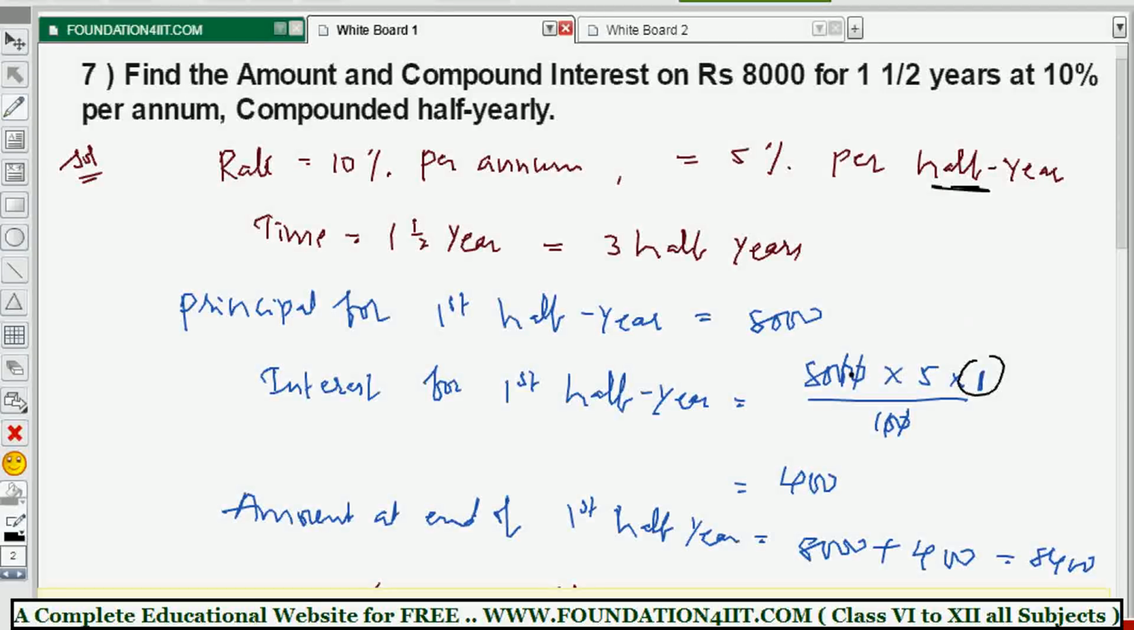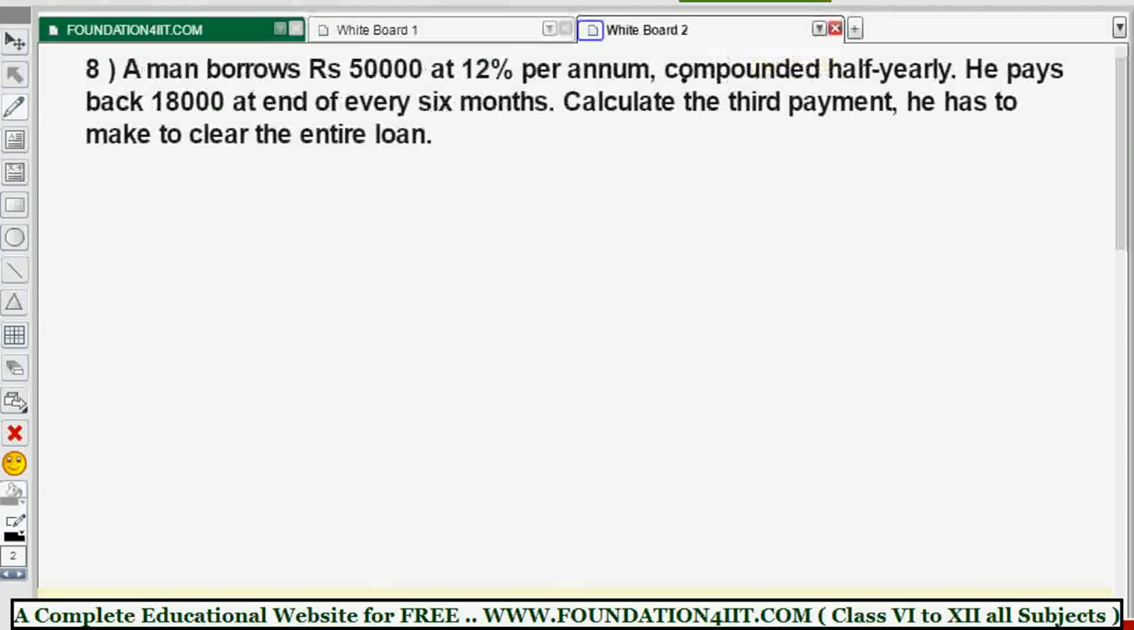How many times you are making, that many we should repeat it. So 3 halves. Right. Okay. Next, observe this one.